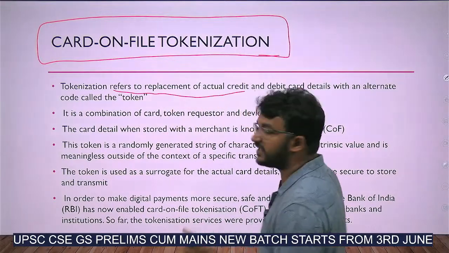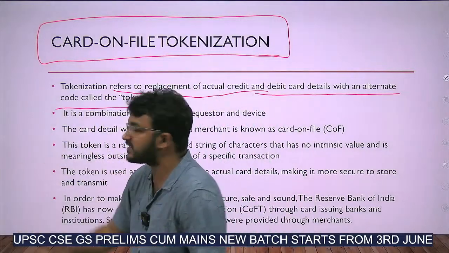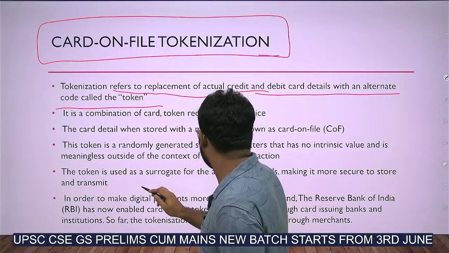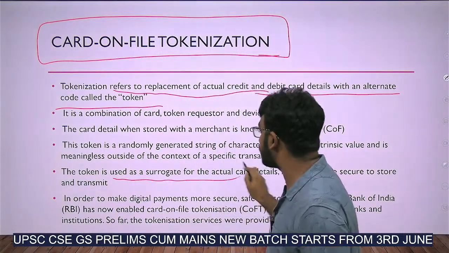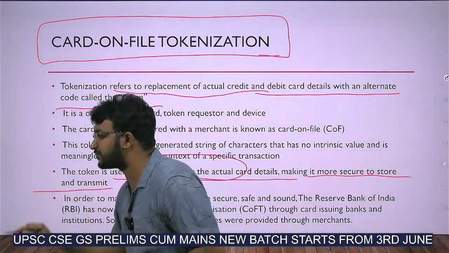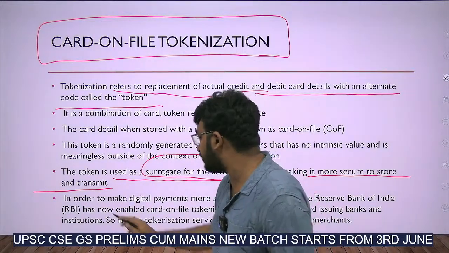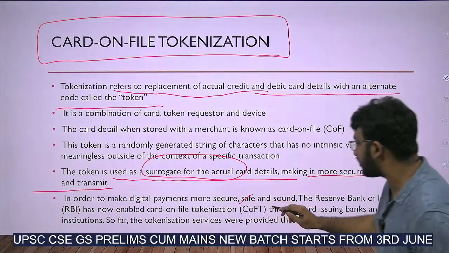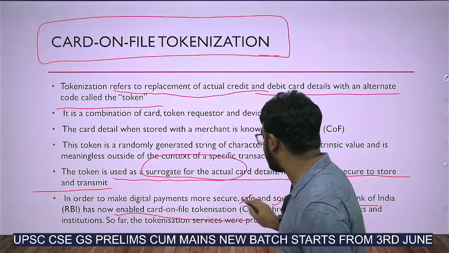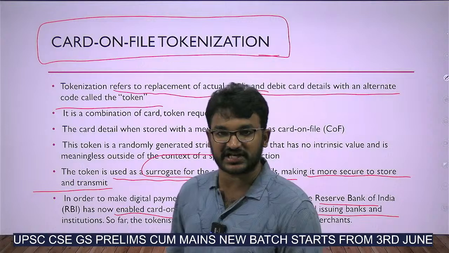Tokenization refers to the replacement of actual credit and debit card details with an alternative code called a token. Thus, this token is used as a surrogate for the actual card details, making it more secure to store and transmit. Right. And the recent change which I told you, in order to make digital payments more secure, safe and sound, the Reserve Bank of India has now enabled card on file tokenization through card issuing banks. Okay. This is the major change which has been made.